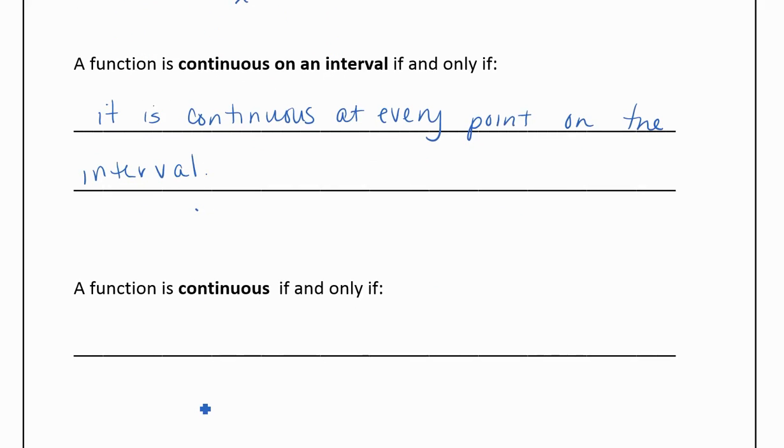And then we just say a function is continuous if and only if it's continuous at every point in its domain. So if it's continuous everywhere that it exists, then we can just call it a continuous function. And we'll talk about functions that are continuous in just a minute.